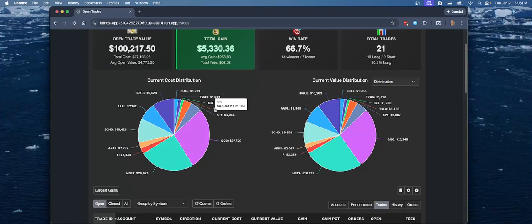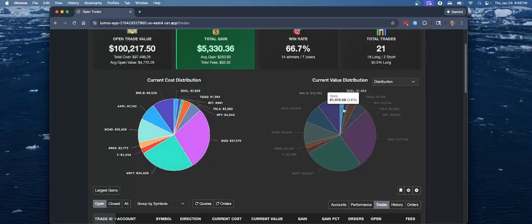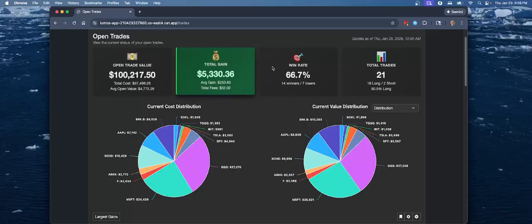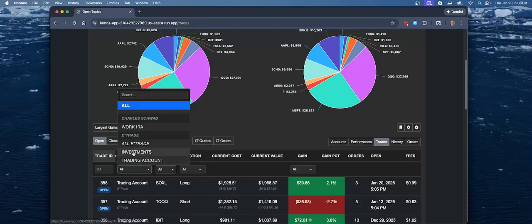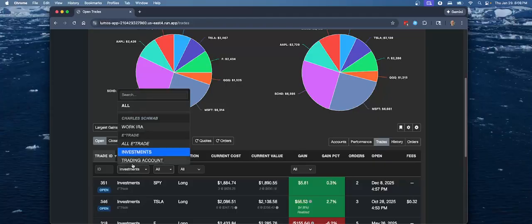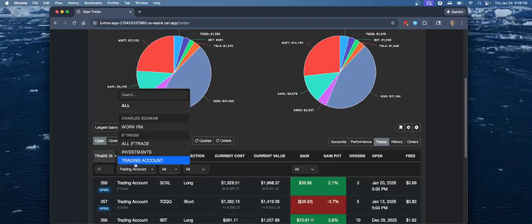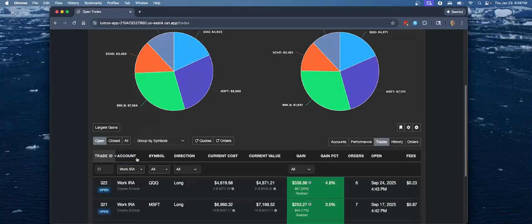Just a pie chart showing how much my trades add up to the whole. This is what they cost me. This is what they are worth percentage-wise. You can see that here. You can see roll-ups of the entire values here. Again, if you filter, like let's say just my investments, you can see that. Just trading account, you can see that. IRA, you can see that, for example.